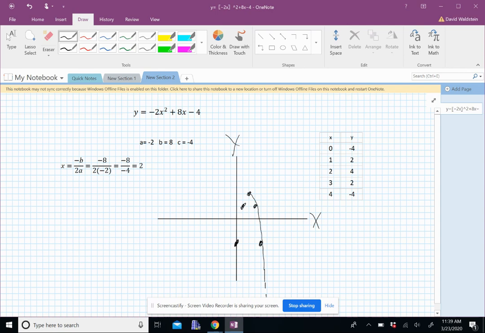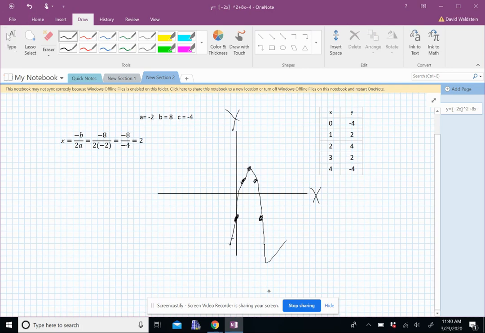We're going to connect these. Man, that was ugly. Hopefully I can do a better job on this side. It's not much better, but we'll deal with it. And we get our parabola. I'm trying to make arrows. It's not going particularly well.